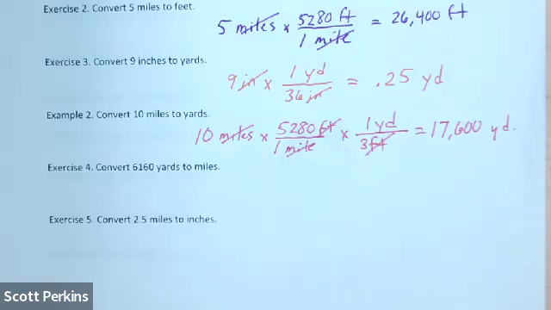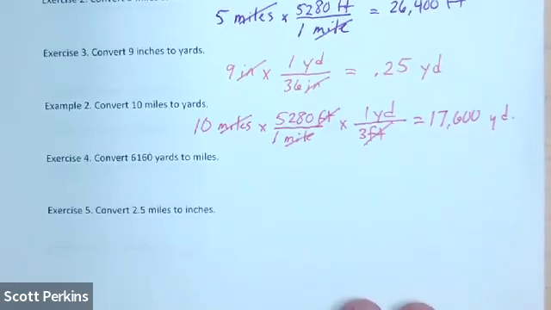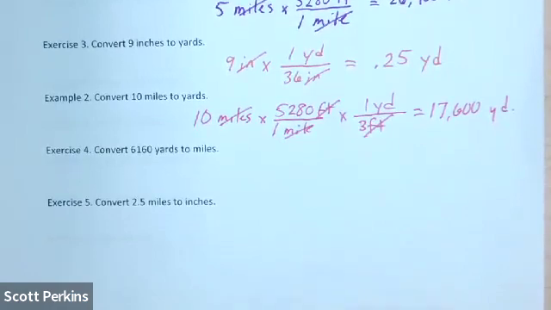All right, exercise 4. Take 6,160 yards and convert it to miles. So you're just doing the reverse process of what we just did.